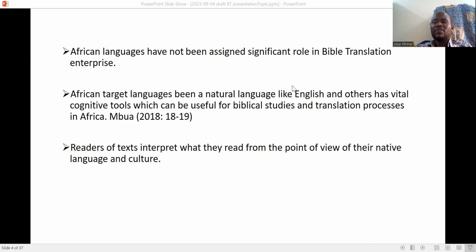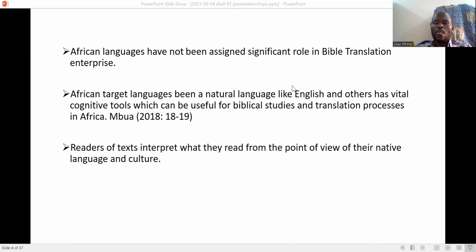African languages have not been assigned a significant role in the Bible translation enterprise. Hence, words such as receptor and target language are used in reference to them. African target languages, being natural languages like English and others, have vital cognitive tools which can be useful for biblical studies and translation processes in Africa.